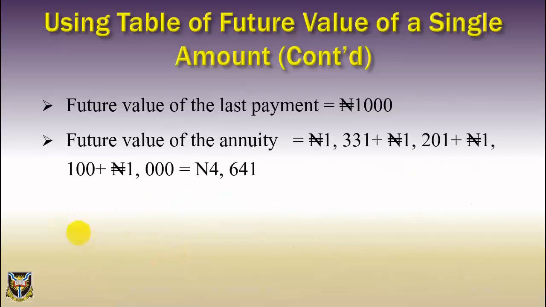Future value of the annuity is equal to 1,331 naira plus 1,210 naira plus 1,100 naira plus 1,000 naira, which is equal to 4,641 naira.